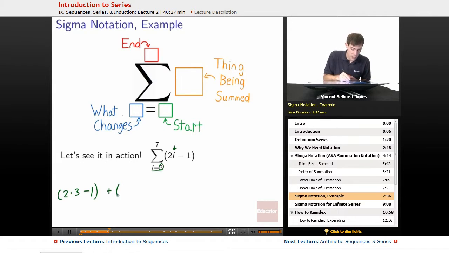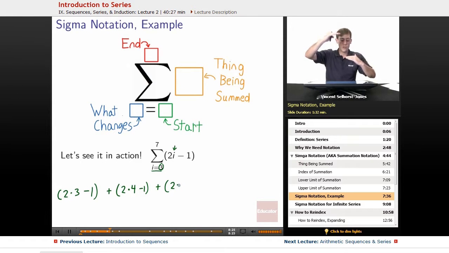Plus, we increase our index by 1. Our index started at 3, so it goes 3 plus 1 to 4. So 2 times 4 minus 1. Then we go on to our next step. So it'll be 2 times, we were at 4 in the last step, so it increases to 5. So we're now at 4 plus 1, 5. So 2 times 5 minus 1.